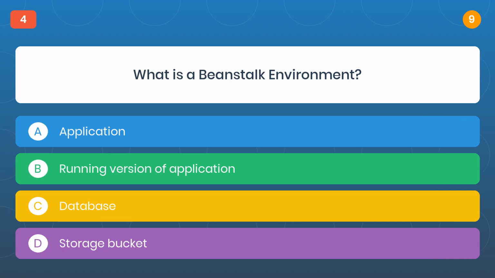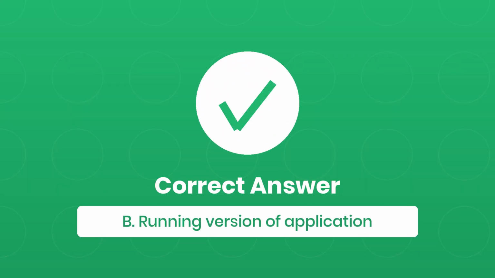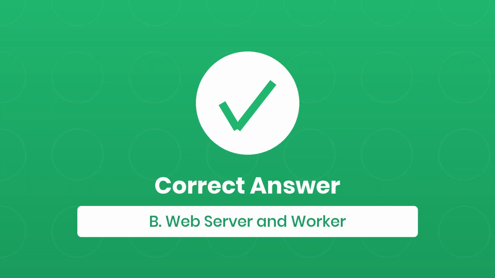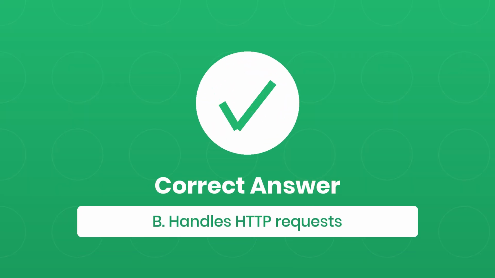Question 4. What is a Beanstalk environment? The correct answer is B, running version of application. Question 5. What environment types exist? The correct answer is B, web server and worker. Question 6. What is a web server environment? The correct answer is B, handles HTTP requests.